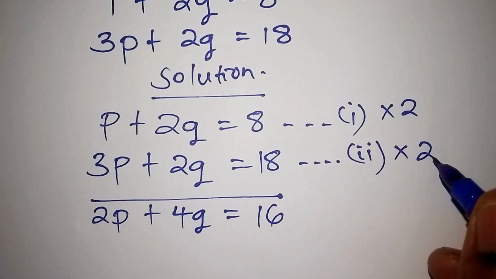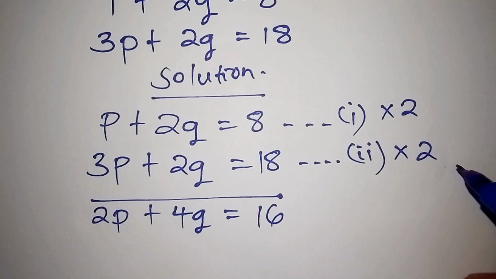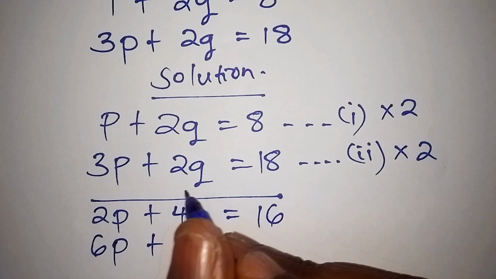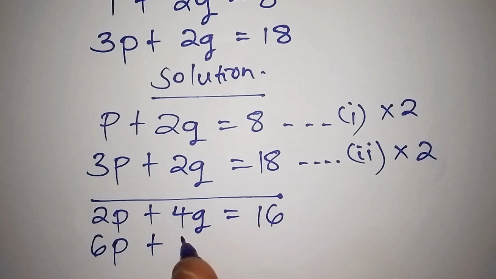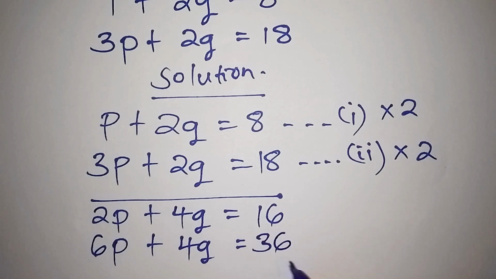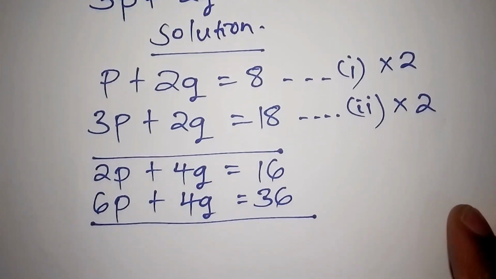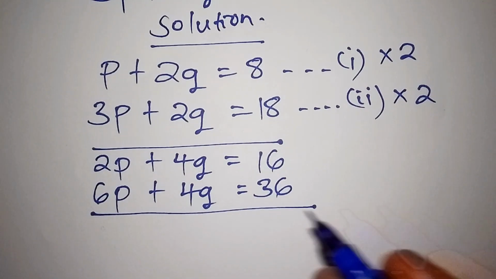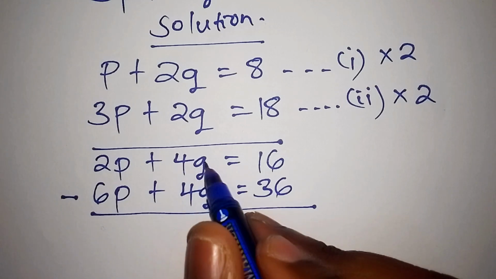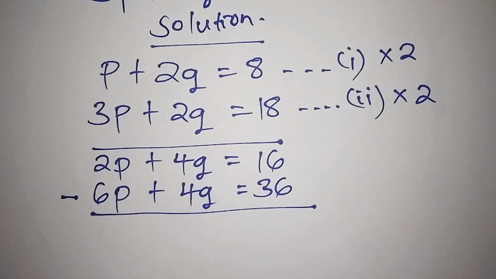Then we shall move to the second equation, that is 2 multiplied by 3P, that now shall be 6P, then plus 2 multiplied by 2Q, that one now shall be 4Q, then is equals to 2 multiplied by 18, that one now shall be 36. Then we shall now have to underline it. So we shall now carry out subtraction, so that we shall remain with 0. That is 4Q minus 4Q, which shall automatically be 0.